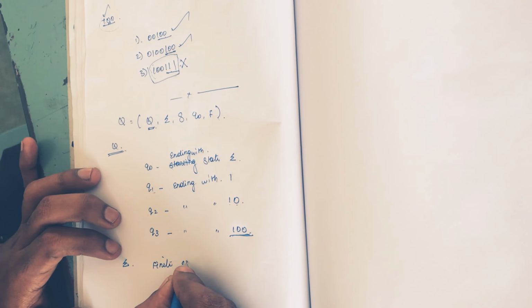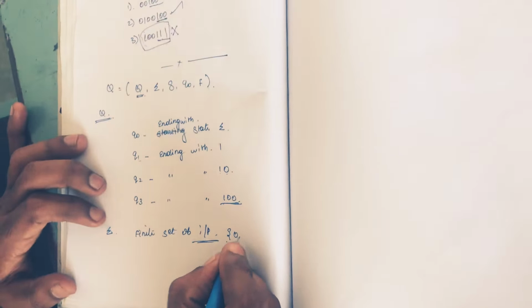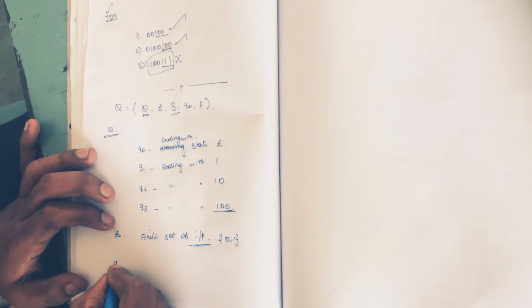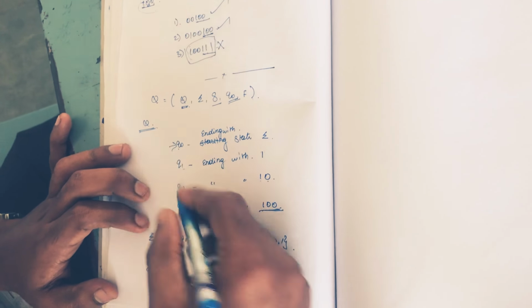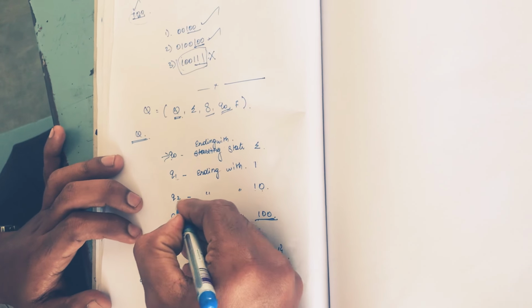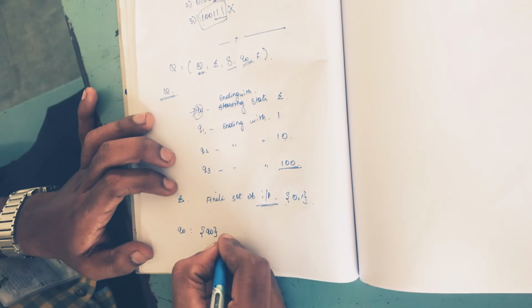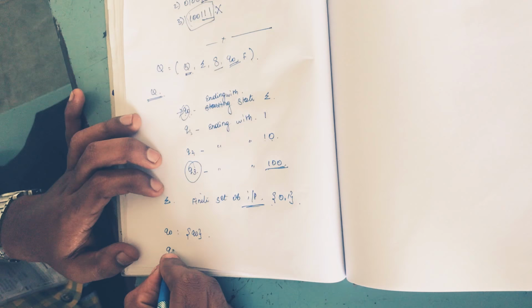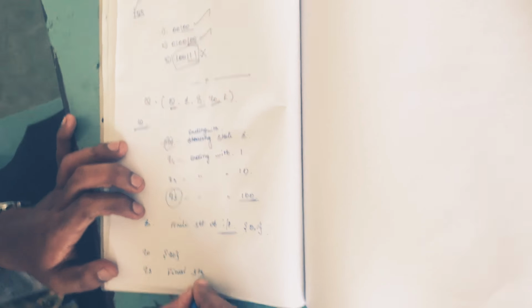Finite set of input symbols. What are all the input symbols we have? 1 and 0 only, so zeros and ones. Delta is the mapping function, we will see that. Next, Q naught is the starting state. What is the starting state? Among Q3, Q2, Q1, Q0, Q0 is the starting state. What is the final state we have? Among Q0, Q1, Q2, Q3, Q3 is the final state.